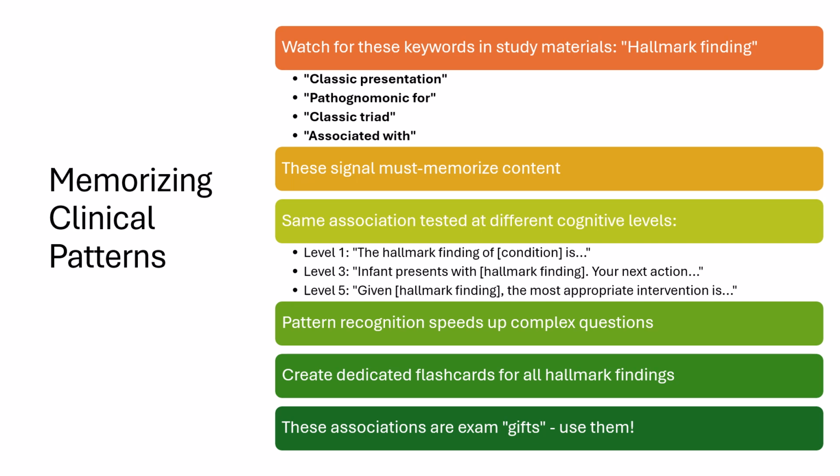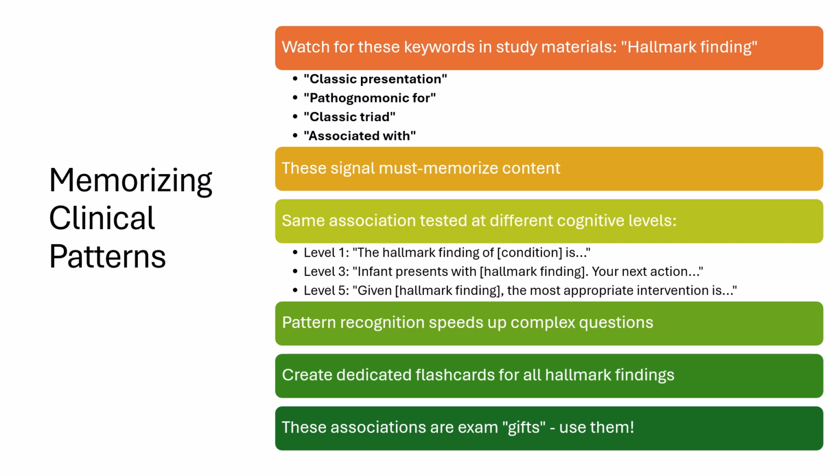As you study, create a separate set of hallmark-finding flashcards. Every time your textbook, review course, or study guide uses words like classic, typical, or pathognomonic, that's your cue to memorize that association cold. Don't just understand it, memorize it to the point of automaticity.